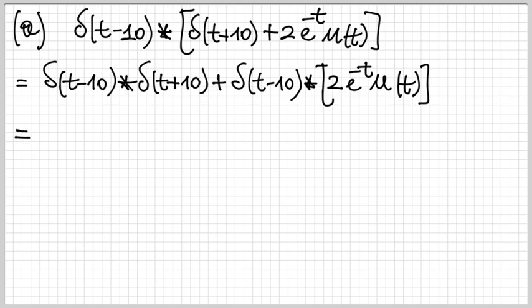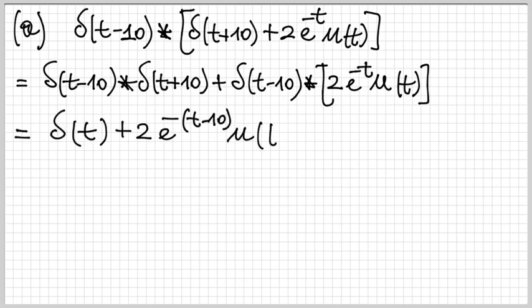How to solve this? Well, we recall that convolution by a delta is equivalent to shifting the original signal. So when we do a convolution between delta of t minus 10 and delta of t plus 10, the result is going to be delta of t, because the second signal is shifting the first one by a quantity 10, so it's replacing it back onto 0 at the origin.